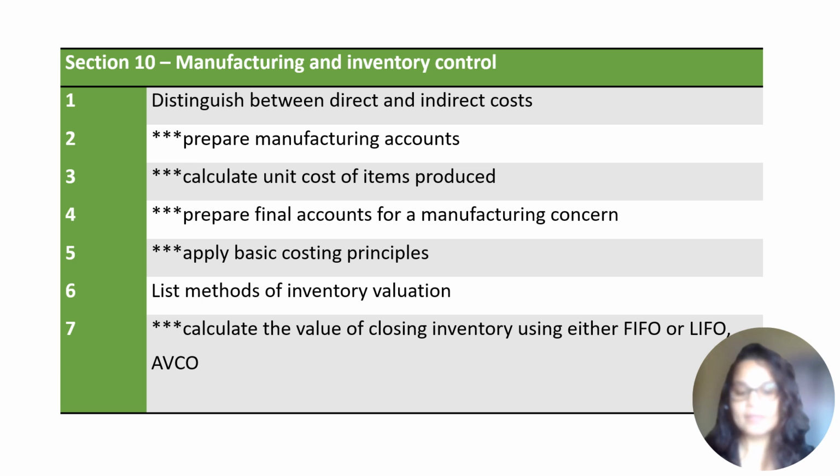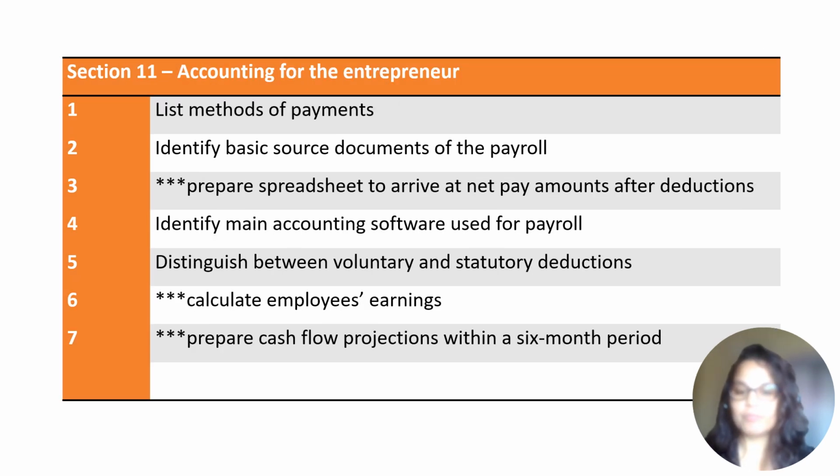And the final section is Accounting for the Entrepreneur. In this section, you need to be able to prepare a spreadsheet to arrive at net pay amounts after deductions, calculate employee earnings, and prepare cash flow projections within a 6-month period. This, however, I tell my students: when you're doing questions within accounting for the entrepreneur, which is like payrolls or the spreadsheets or the cash flow projections, note that you are not doing double entry. You are just doing a spreadsheet. It's basic maths and calculations. So just read the question properly, and it's just for you to interpret it.